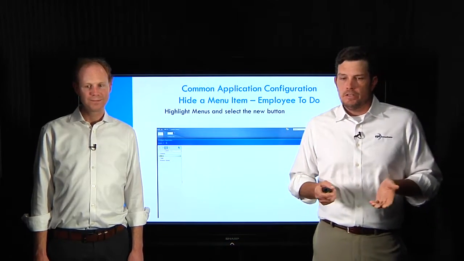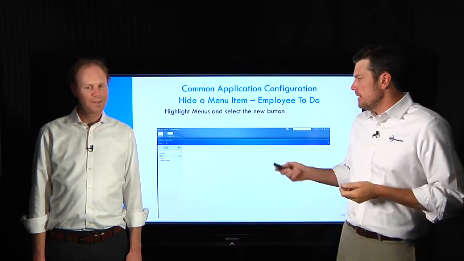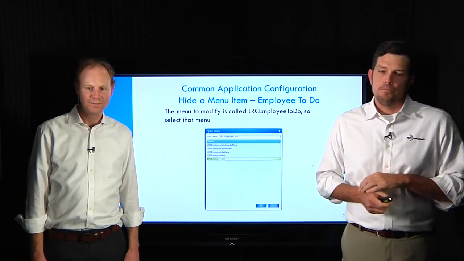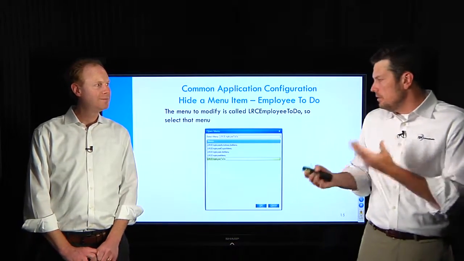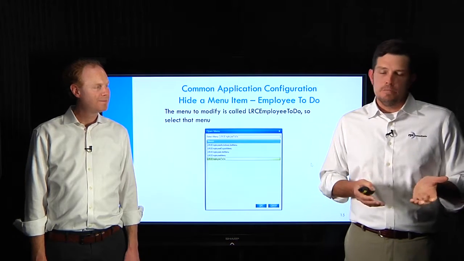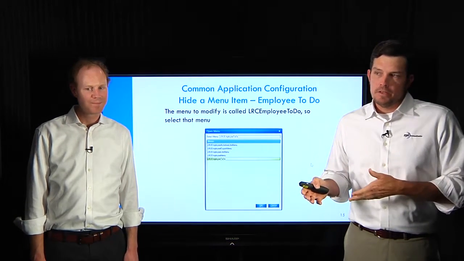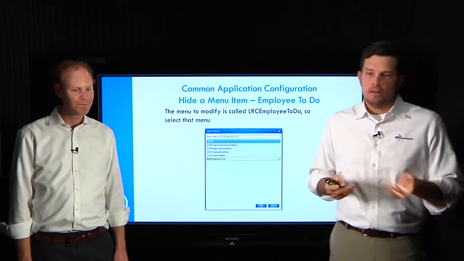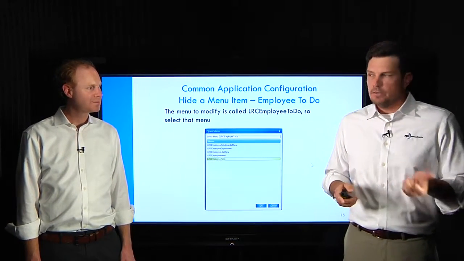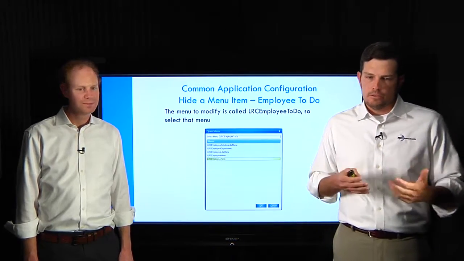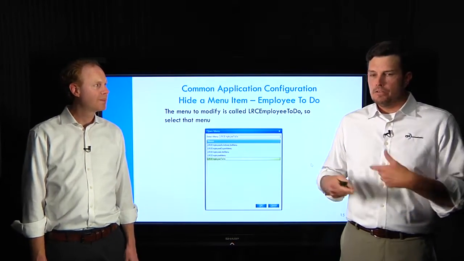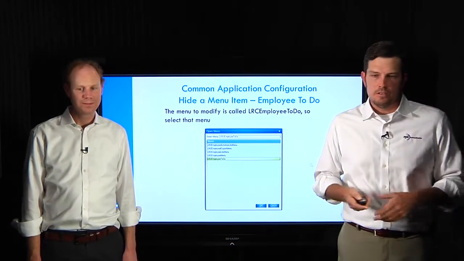So we want to change the menu. We're going to highlight the menu selection and select New, the New button up top. Knowing the application, I know it's the LRC Employee To Do menu. That's the one we're going to select here. But in order to find that in Landmark, you can do a Control-Shift left-click, and it'll tell you about any list, form, field, screen, or whatever you're on, so that you know what you're trying to modify.